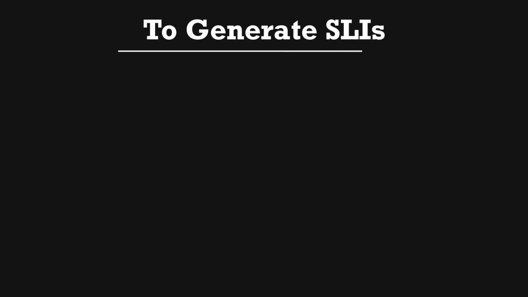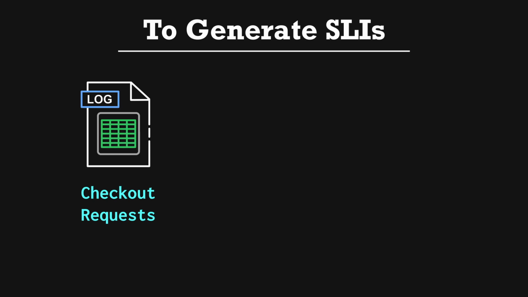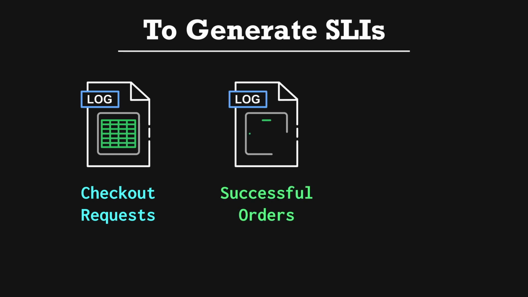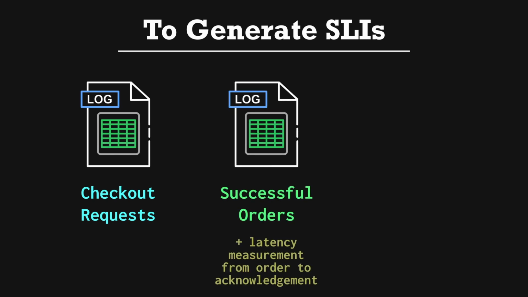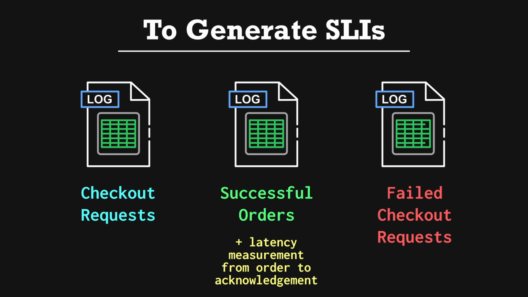Now, to actually generate service level indicators, we'll need three things. First, a log of all checkout requests. Second, a log of all successful orders, along with the latency measurement from order to acknowledgement. And finally, third, a log of all failed checkout requests. There are many ways to write and read service level indicators, but let's keep it simple and write these indicators to our log files. Our final process order method may look something like this.